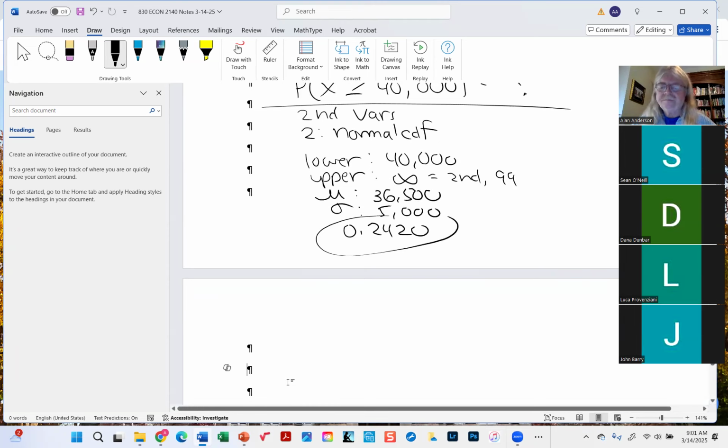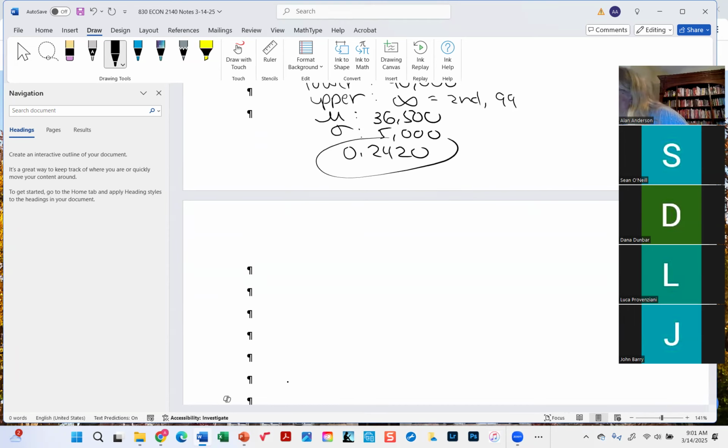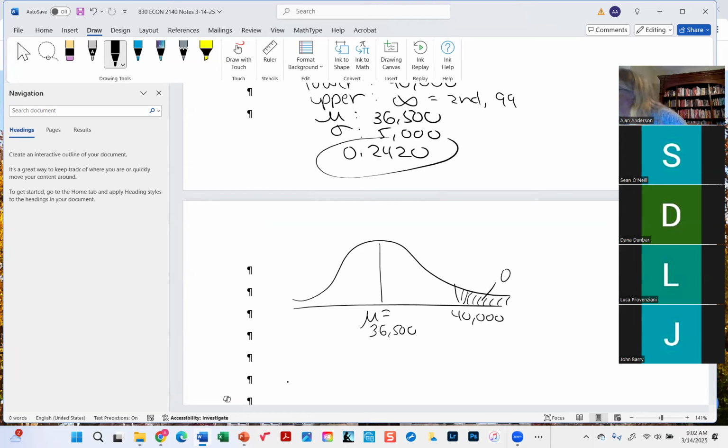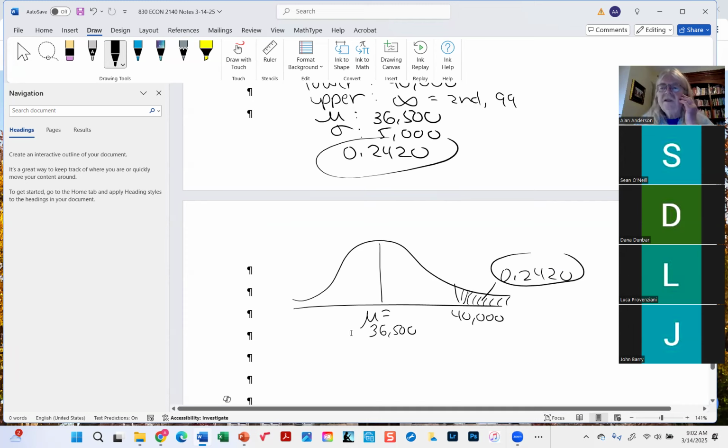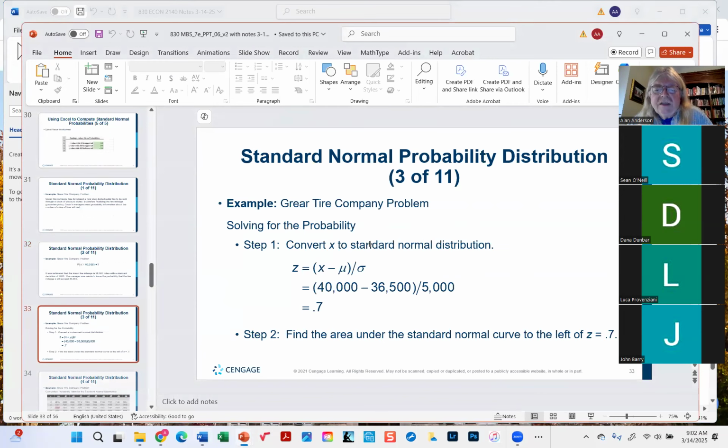All right, so remember the mean is 36,500. So this is what we're looking for. And we just discovered that it's 0.24. And that's all there is to it. It's so straightforward. All right, now you're saying, oh, come on.